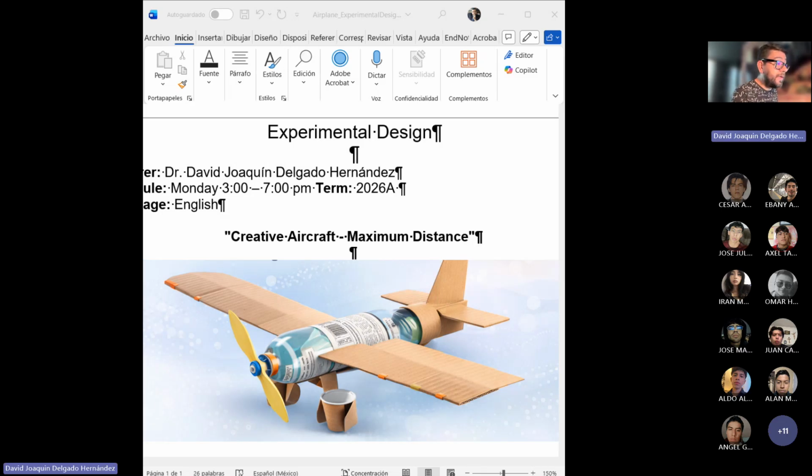This is the table with the results of last week's experiment. So we are going to analyze this data and we are going to highlight some important aspects, okay?